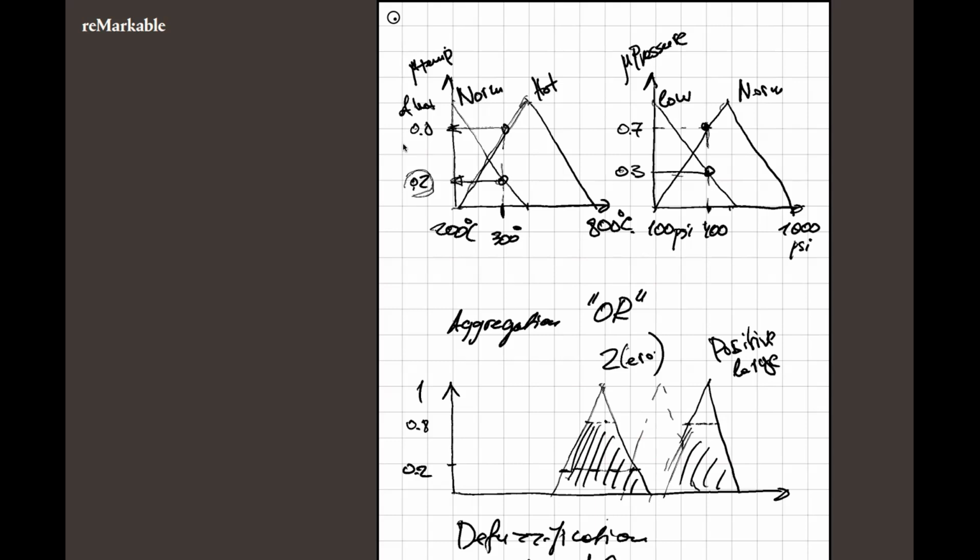One of the common ways of mapping to discrete values is to compute the center of gravity, COG, which may end up somewhere here, for example. And then you basically compute the corresponding X value, and that becomes your crisp output.